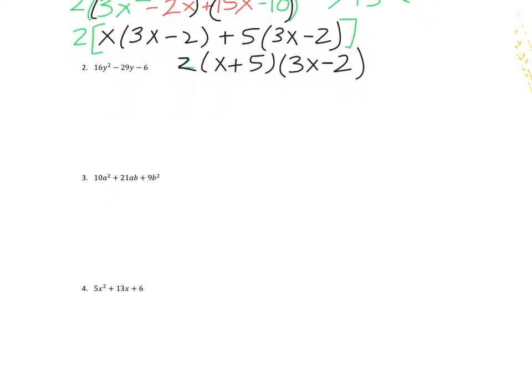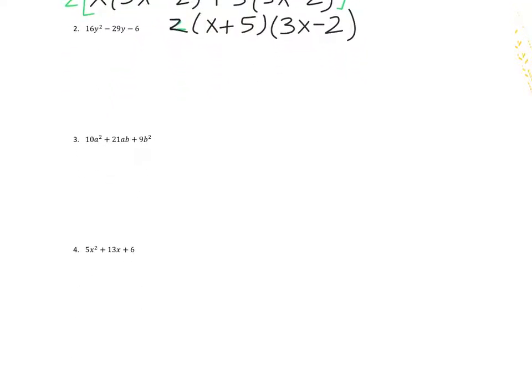All right, number 2, no common factors. I would do guess and check on this one because 16 times 6, I'm not too familiar with that product. So I would try to factor that on my own. So guess and check. All right, so I'm thinking of ways to get to 16. 4 times 4, 8 times 2, 16 times 1, lots of different ways, unfortunately.